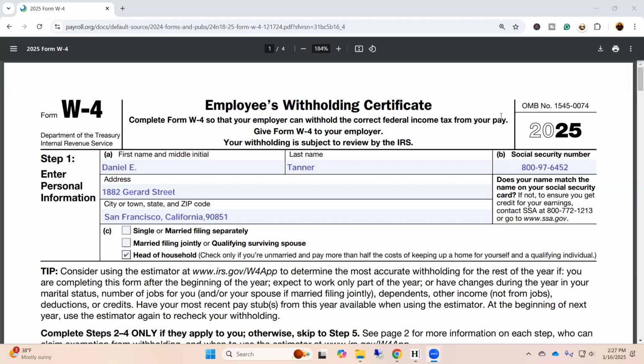All right. Now that we got that out of the way, let's start with step one, entering your personal information. So we see here in box A, we need the first name and middle initial that matches exactly with what your social security card says.